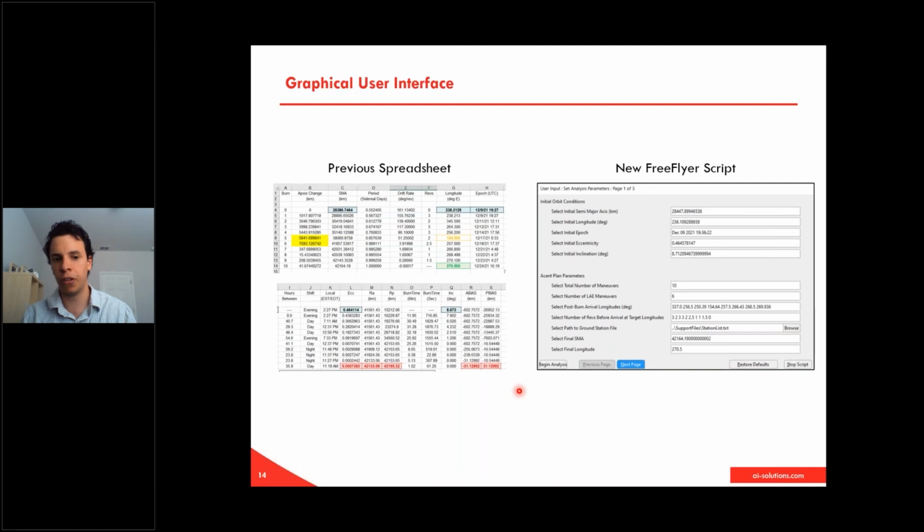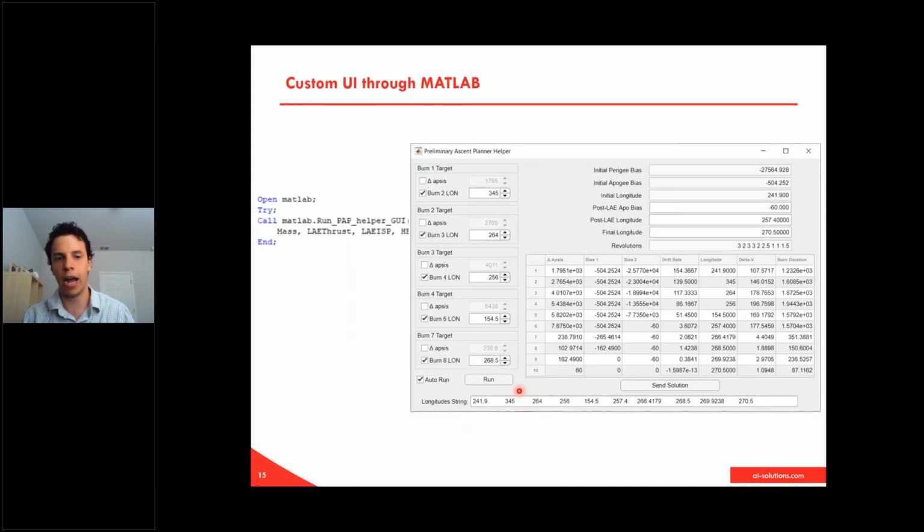With the spreadsheet, you just change a number, hit enter, and it will immediately update the results. Whereas with the FreeFlyer script, we had to run it every time we desired new results. That was the main driver for adding the custom MATLAB GUI, and it was very useful that FreeFlyer has this built-in way of interfacing directly with MATLAB. So I would say that was the hardest thing to replicate.